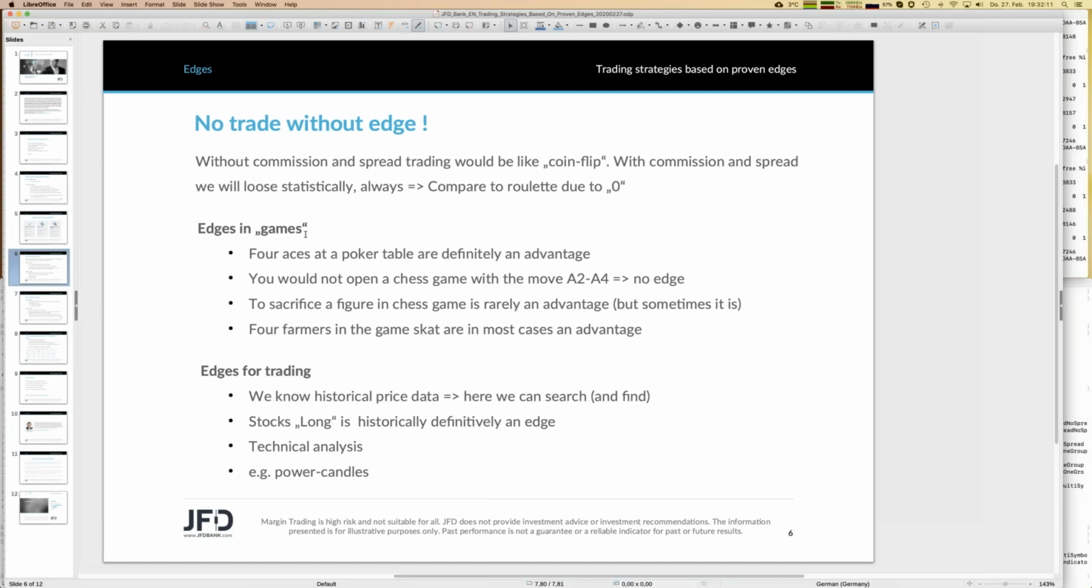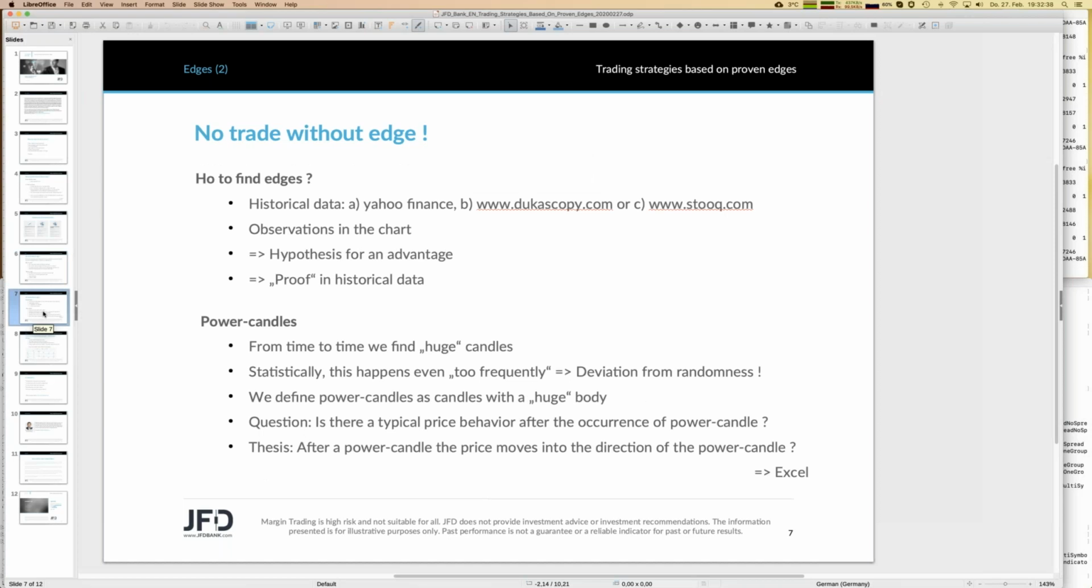But anyhow, you may use technical analysis in order to find your edges by looking for formations in the chart, for example, which is more or less looking at historical price moves and coming to some conclusions. Or we talk about power candles, what we will do in a second. Since I mentioned no trade without edge, we should find those. And always, what is the source for those things?